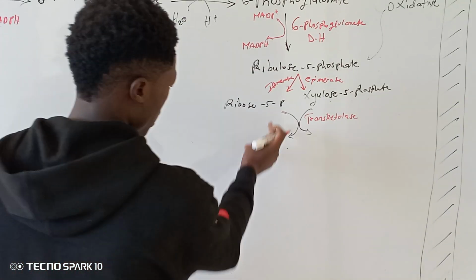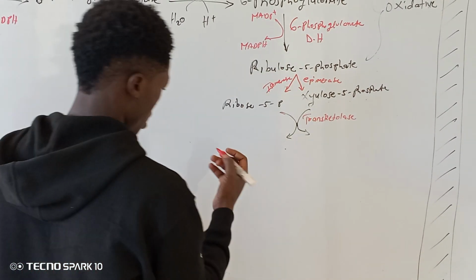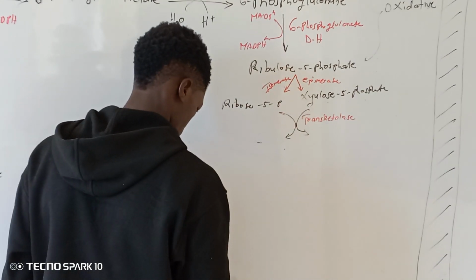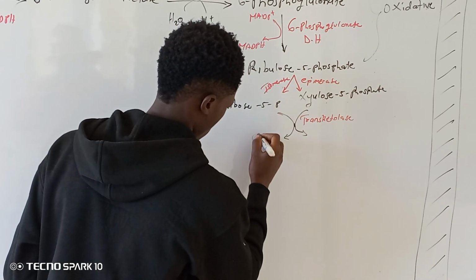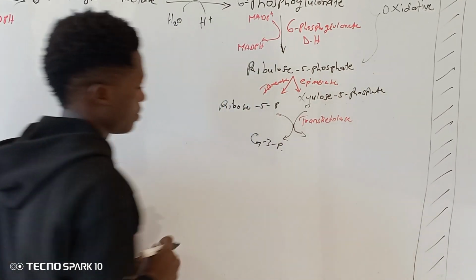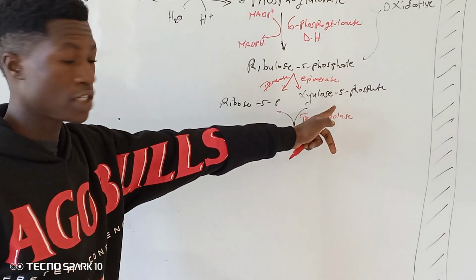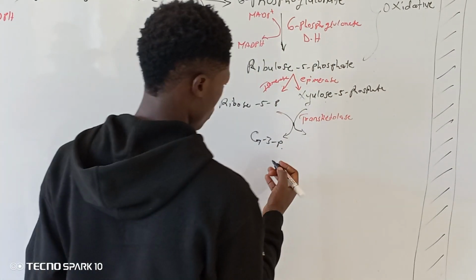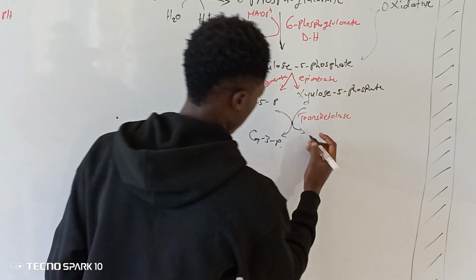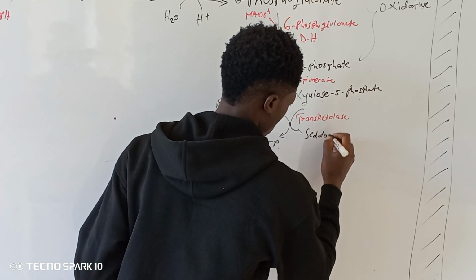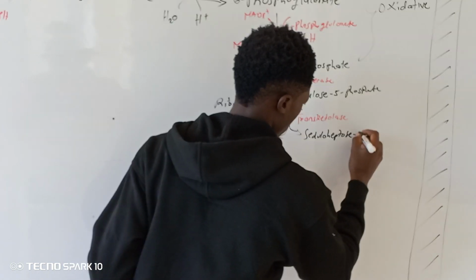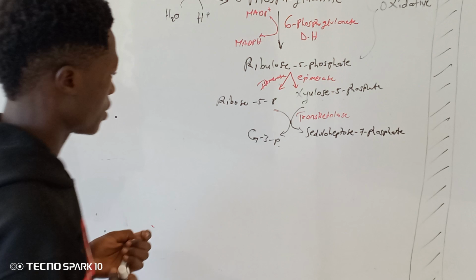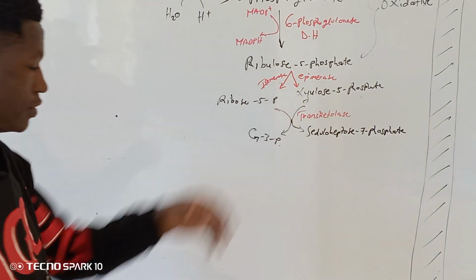When it takes 2 carbons from here, this is going to be reduced to glyceraldehyde 3-phosphate. Then those 2 carbons are going to be added to xylulose 5-phosphate. So it's going to be converted to a 7-carbon sugar. So we have sedoheptulose 7-phosphate. It's tricky to pronounce.